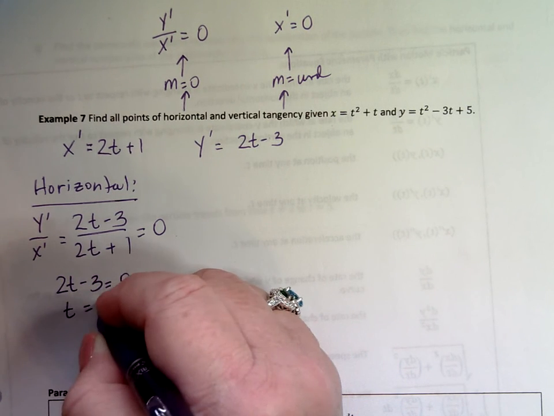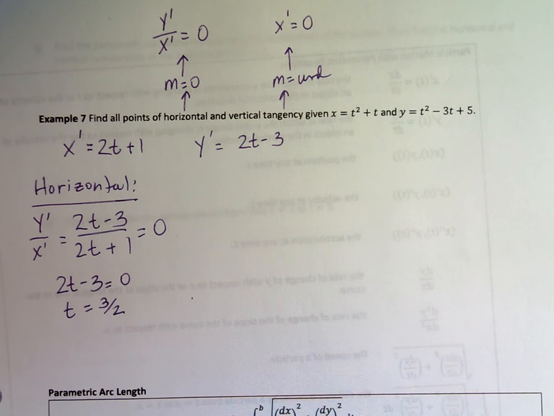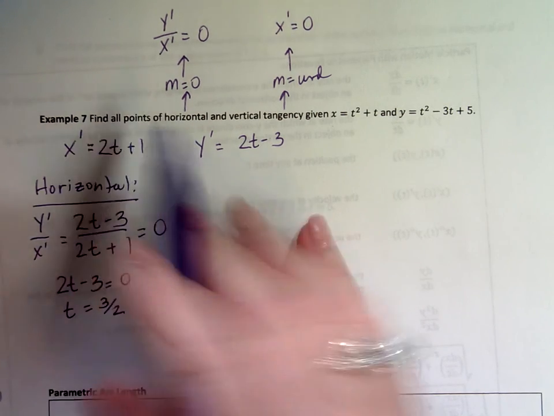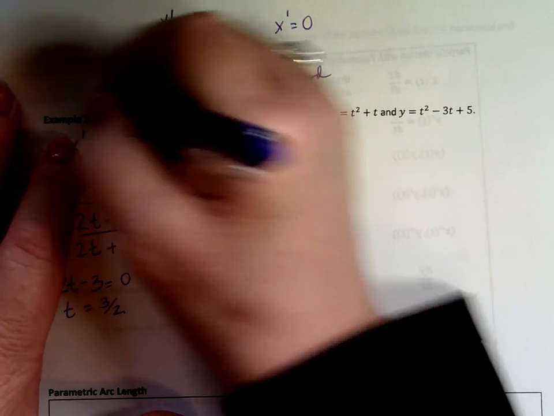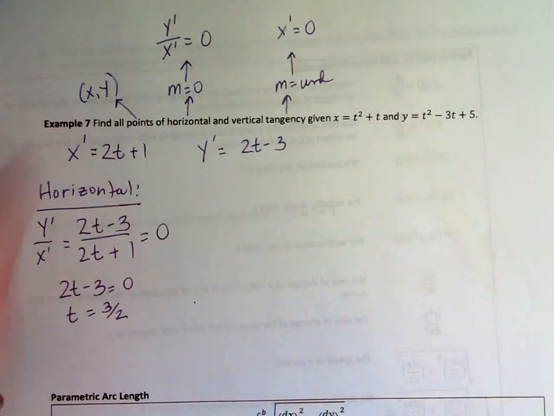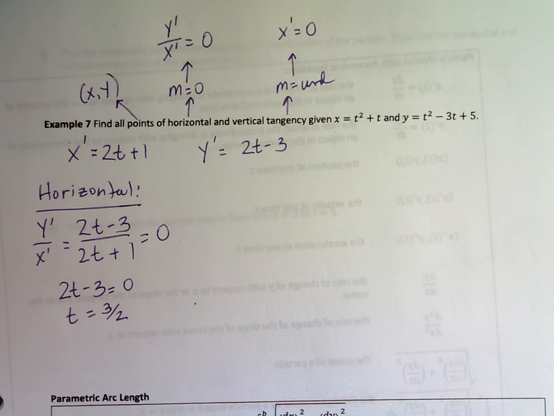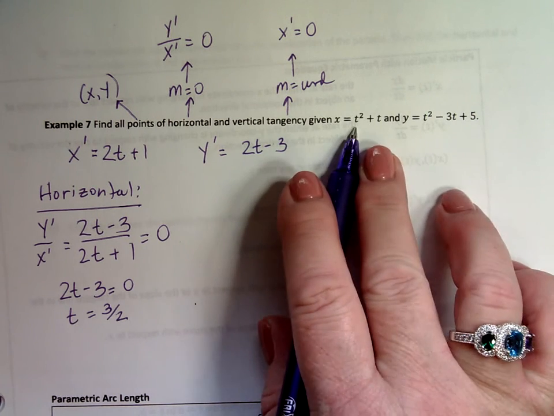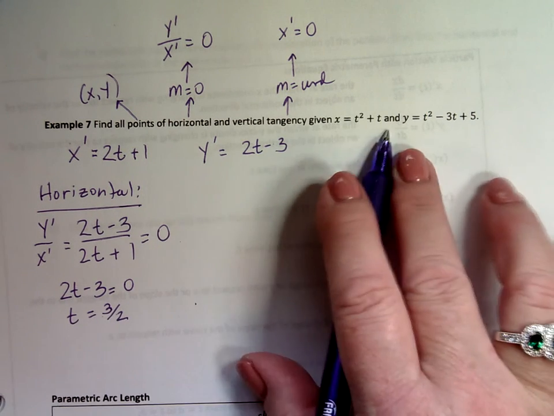And you think you're done with the problem, and you're not. Here's the issue. Look at the directions again. Find all points. In other words, I need an x value and a y value. Points are x's and y's. They're not t values. So what I need to do is go back to my equations and fill in the t that I got so I can figure out the coordinate for that point.